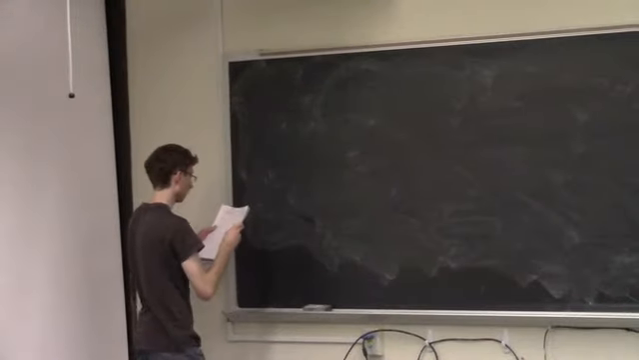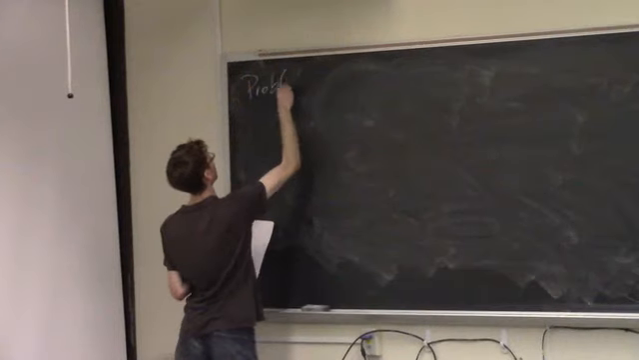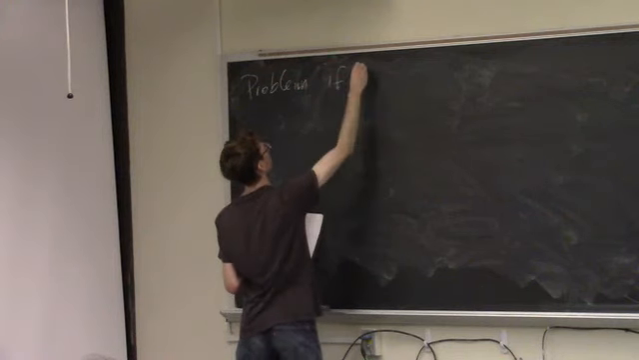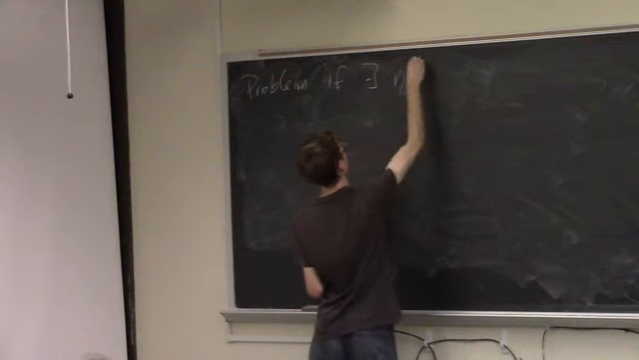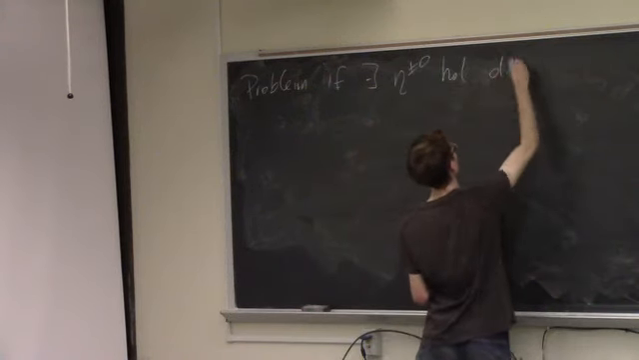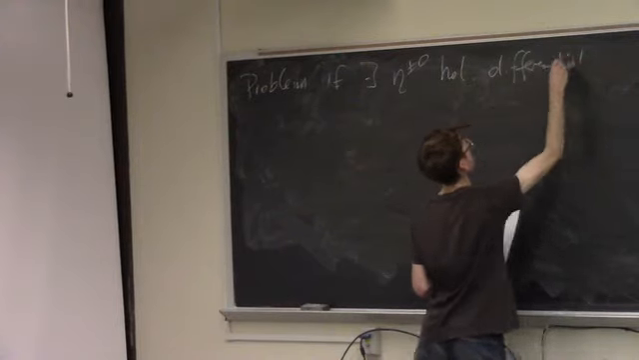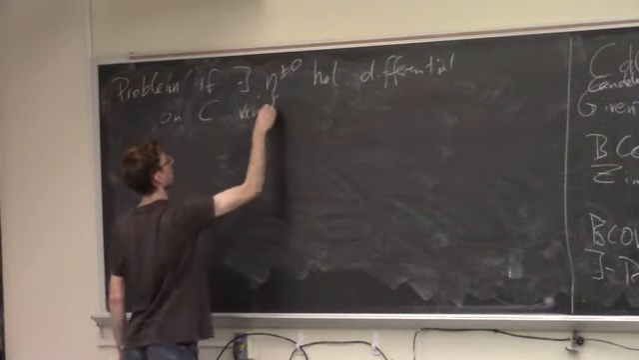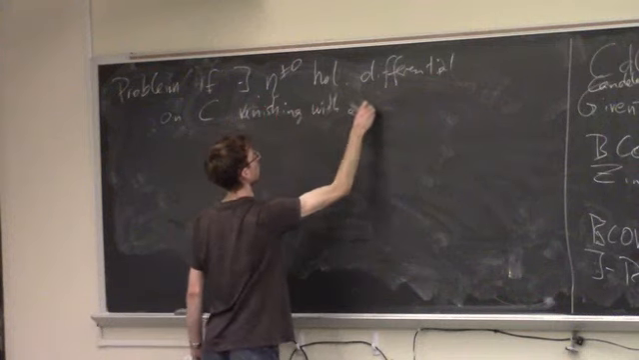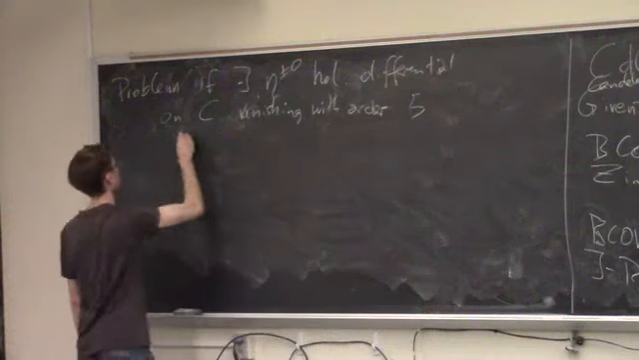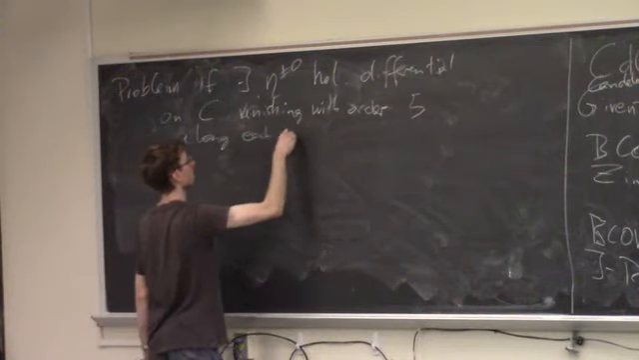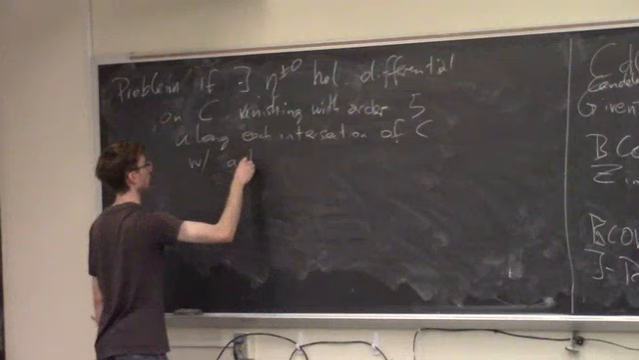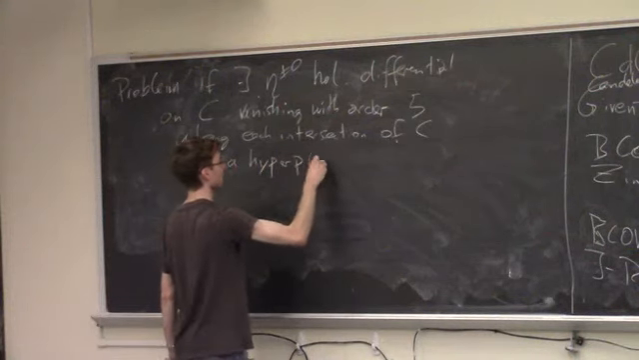Namely, the condition is that you have a problem if there exists eta not equal to 0, a holomorphic differential on C, vanishing with order 5 along each intersection of C with a fixed hyperplane.